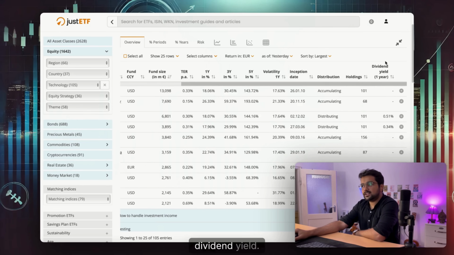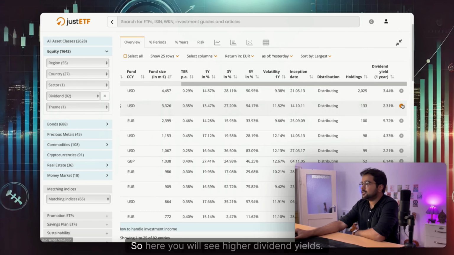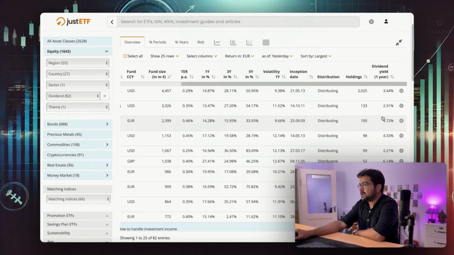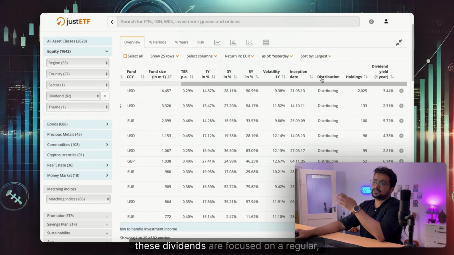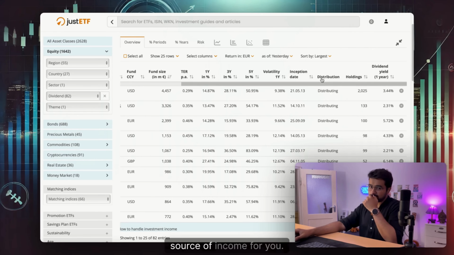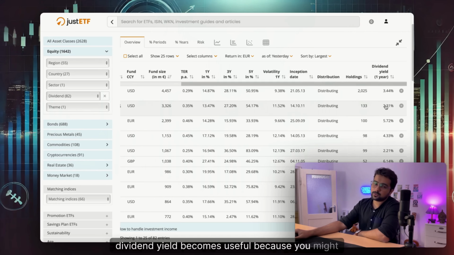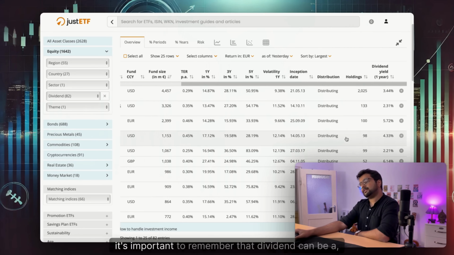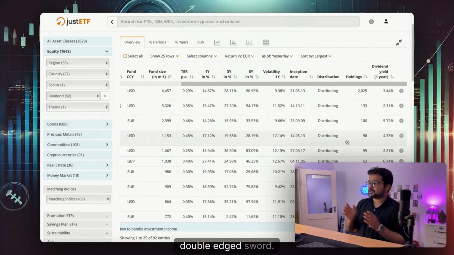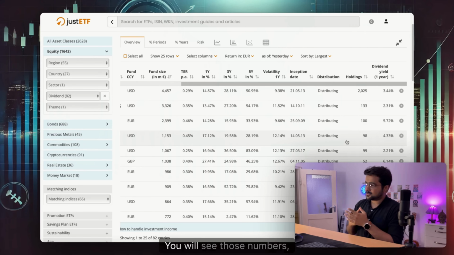Last column, dividend yield. So let's go to our filters here and go to dividend equity strategy. So here you will see higher dividend yields. So this will help you pick funds, and you see all of them are distributing because these dividends are focused on a regular source of income for you. So here dividend yield becomes useful because you might want to pick based on a high dividend yield. But also it's important to remember that dividend can be a double-edged sword. Usually 3.4%, 4%, 5% dividend, yeah, it's common. You will see those numbers.